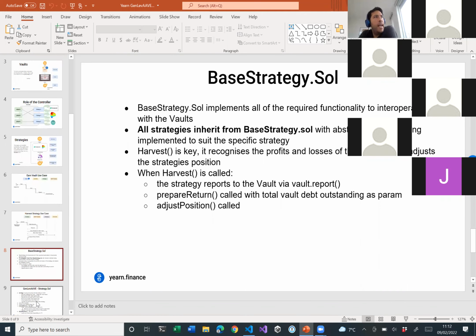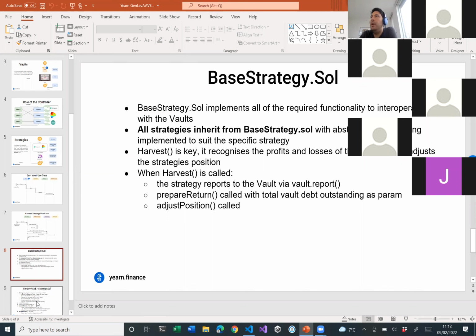So strategies, how do they work? There's loads of different strategies, and I find it quite hard to unpick because the code base is quite long, as you'll see. But some key things to note is that each strategy inherits from BaseStrategy.sol. The base strategy, as you can see here, basically implements the core requirements to make them interoperable with the various vaults.